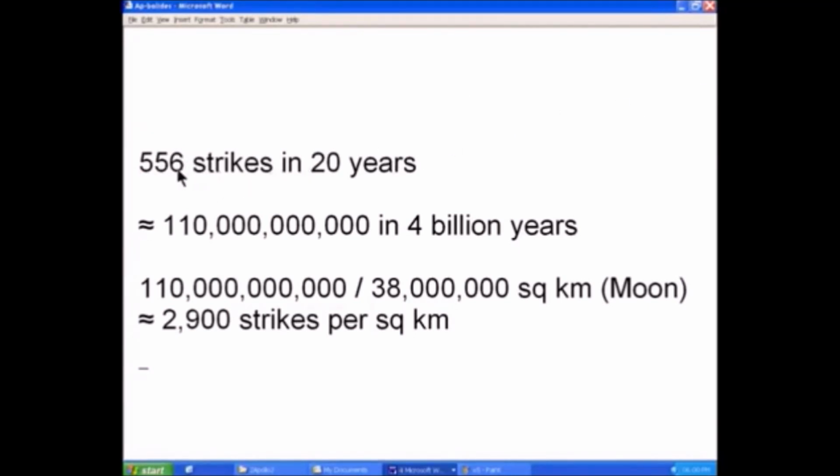So you multiply these two figures and you get about 110 billion meteorite strikes, bolide strikes that is, in 4 billion years. And you divide that figure by the surface area of the moon, which we saw earlier. Okay, and you get 2,900 strikes per square kilometer.